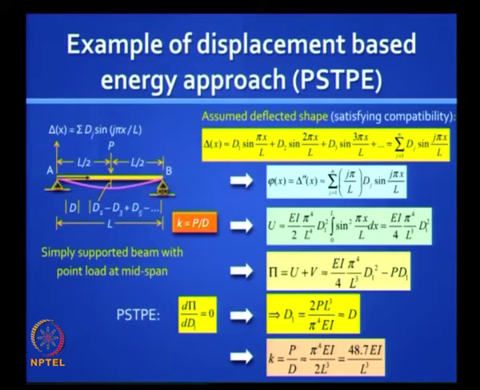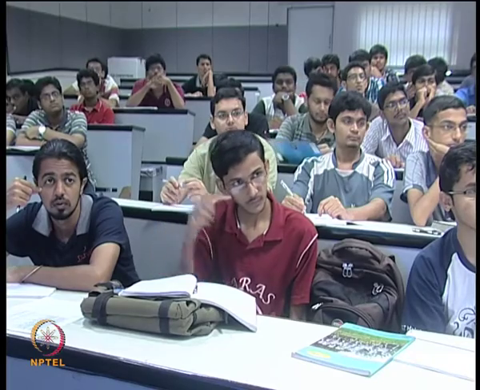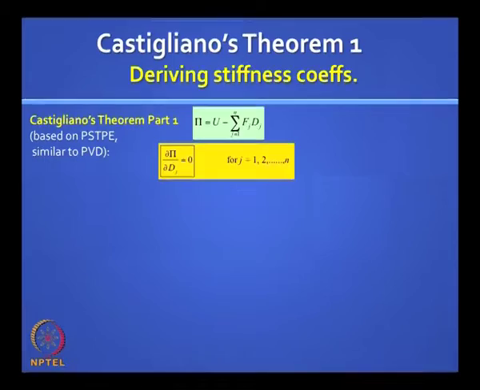48 EI by L cubed. You have got a reasonably good expression. So these are ways of using this principle, but a more popular use of this is Castigliano's theorem, which can be derived from this principle.